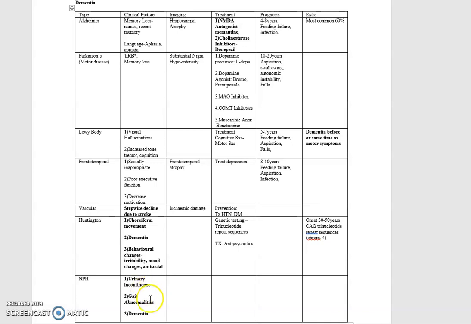So in summary, it is very, very important for us to be able to identify and know the differences between all these forms of dementia. You need to know the difference between the constellation of symptoms. Can I differentiate Huntington disease and normal pressure hydrocephalus? What about Lewy body dementia? It is very, very important.